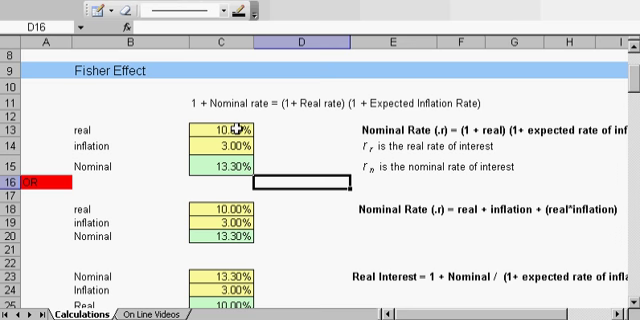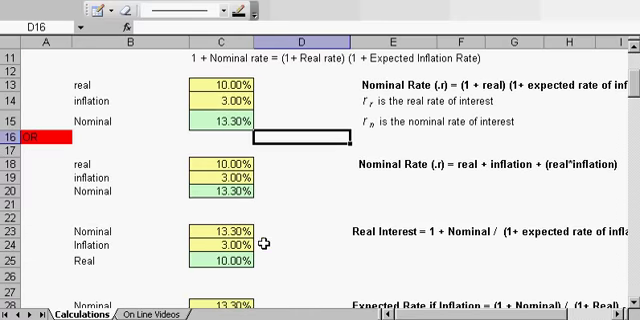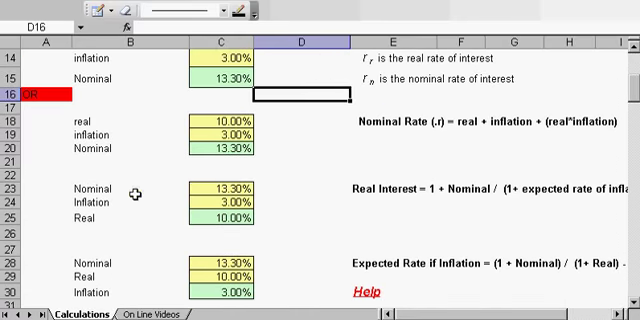So if we have a real rate of 10% and an inflation rate of 3%, our nominal rate will be 13.3%. And we can prove that again in our other ones. If we have the nominal rate of 13.3% and an inflation rate of 3%, our real rate would be 10%.